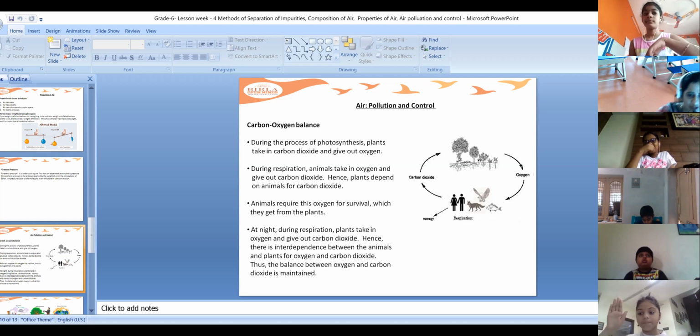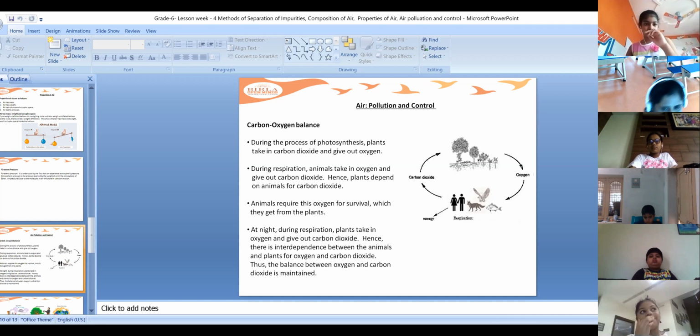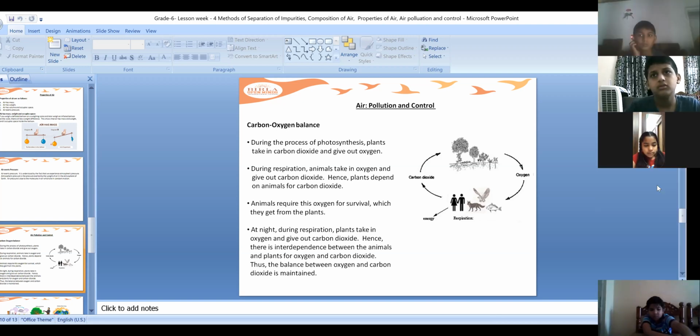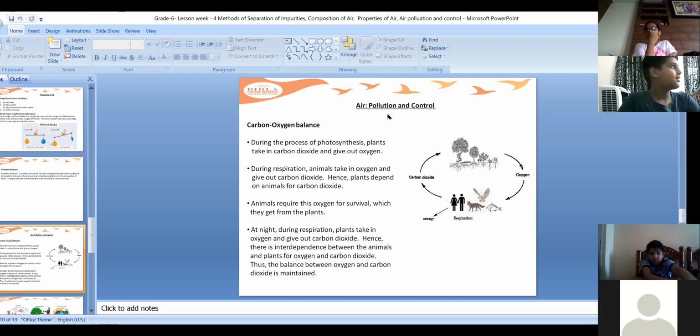Those are not natural. I was asking about natural sources. Yes, Mahalakshmi? Ma'am, volcano eruptions. Yeah, good. Volcano eruption is natural. Any other source? Forest fire, ma'am, windstorms. Yes, good. Windstorm, forest fire. So these are natural sources of air pollution. Okay, good.